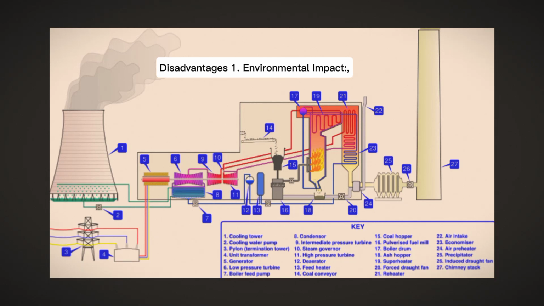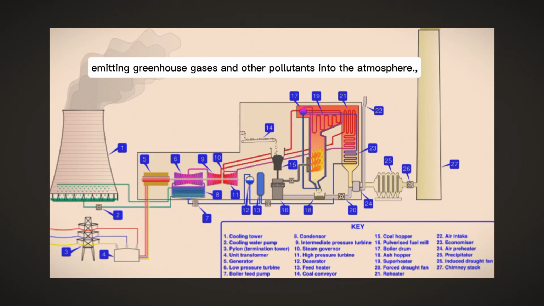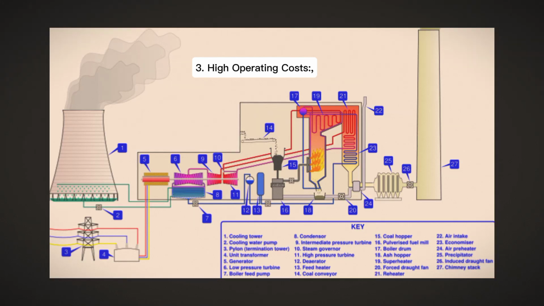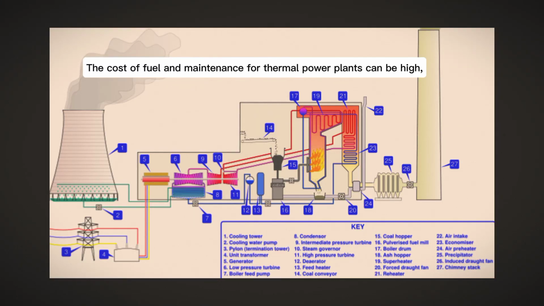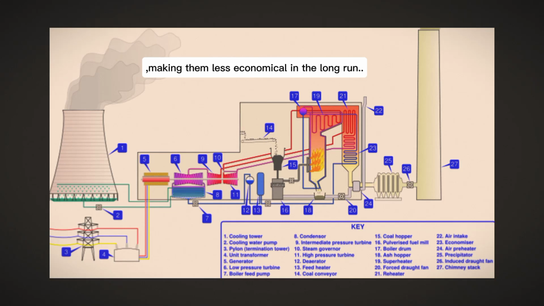Disadvantages. 1. Environmental impact. Thermal power plants are a major source of air pollution, emitting greenhouse gases and other pollutants into the atmosphere. 2. Water pollution. Thermal power plants also produce wastewater, which can pollute nearby water sources. 3. High operating costs. The cost of fuel and maintenance for thermal power plants can be high, making them less economical in the long run.